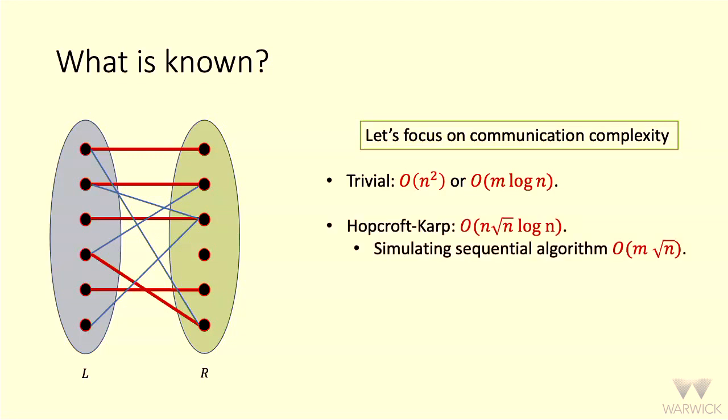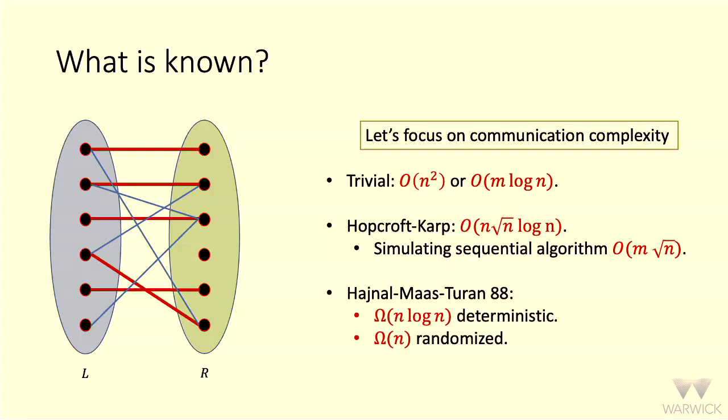You can do something better. You can look at Hopcroft's algorithm, which has a sequential runtime of m root n, and see what happens if you implement it in the communication model. It gives you an n root n algorithm, which is a good sign, because now we have a strictly subquadratic algorithm communication-wise. What about lower bounds? There's a very old result from 1988, a seminal work by Hajnal, Maass, and Turan, which shows an omega n log n deterministic lower bound and an omega n randomized lower bound.